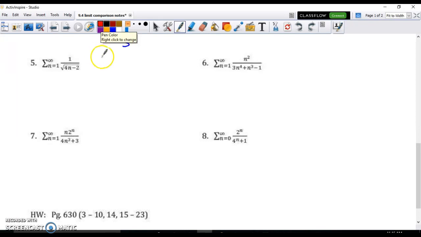Okay, so these next ones are going to be a little bit more interesting. This time I'm going to compare to 1 over the square root of n, because that's really the function that's happening here, the square root function. And now my p would be 1/2, and 1/2 is less than 1, so it's going to diverge.